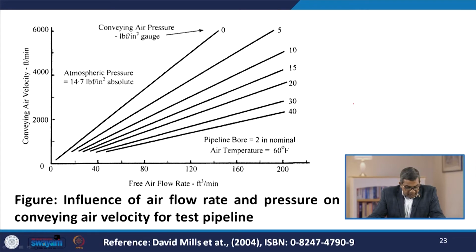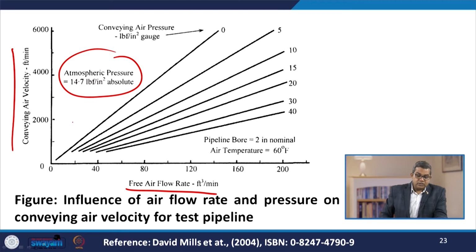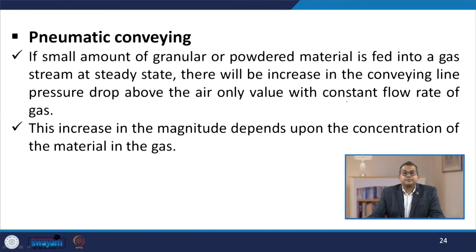Now in this particular diagram you see the influence of air flow rate and pressure on conveying air velocity for any kind of test pipeline. This is represented with the free air flow rate in cubic feet per minute and the conveying air velocity in feet per minute. You see that the atmospheric pressure is taken as 14.7 pounds force per square inch, with different bores, and the air temperature is taken as 16 Fahrenheit.